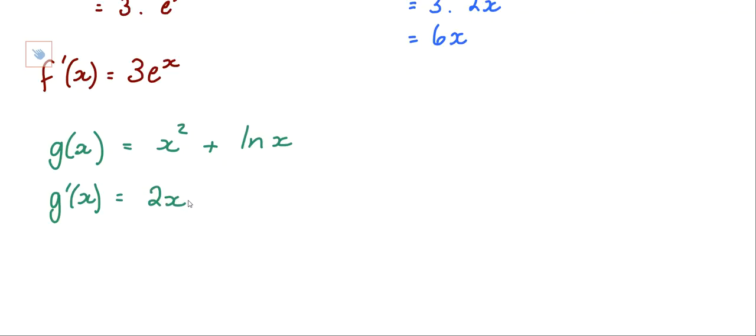Okay, so now we need to know what the derivative of natural log of x is. That's in your book. What is it? 1 over x. So the natural logarithm of x, the derivative is 1 over x. So again, something to remember. Right.